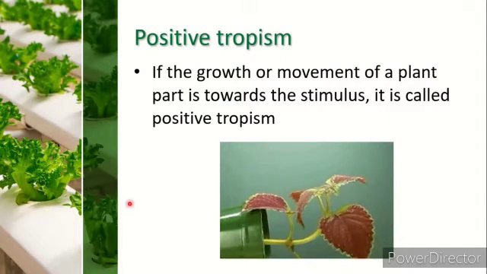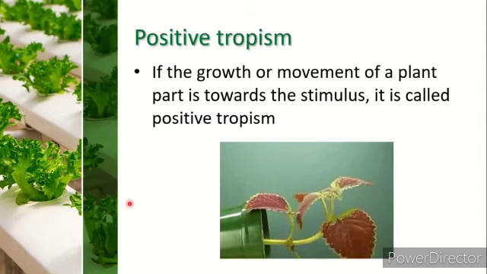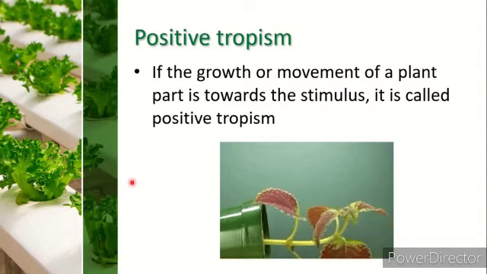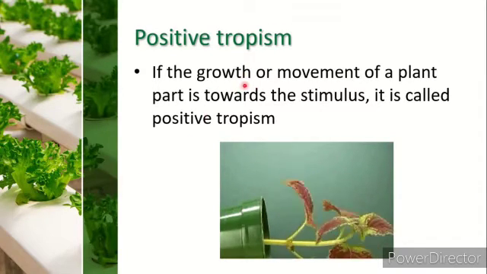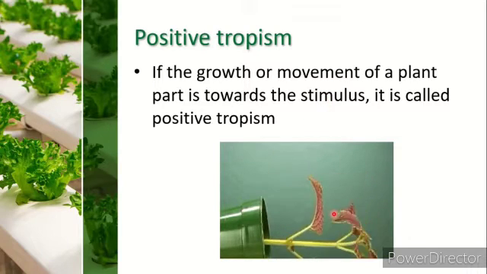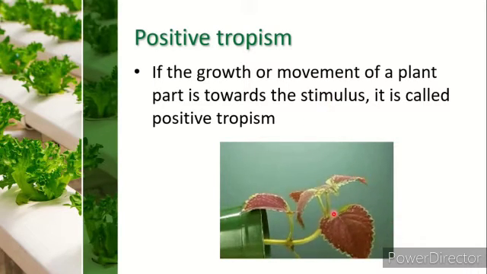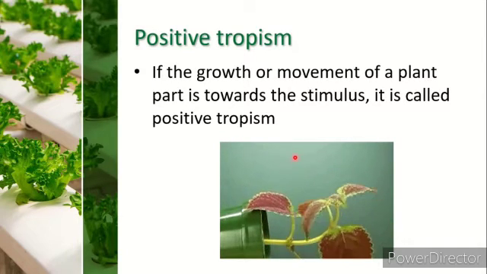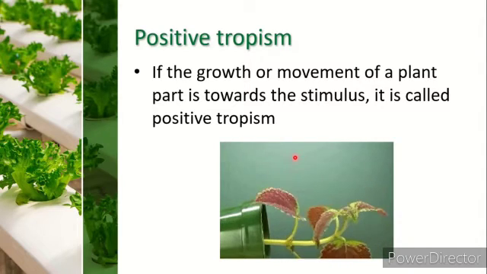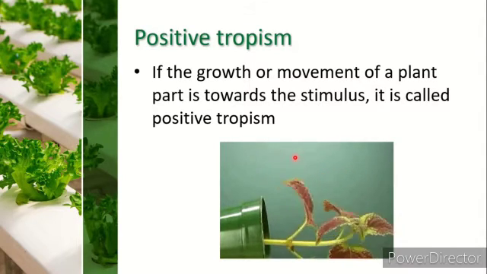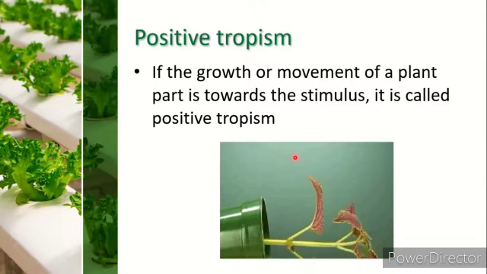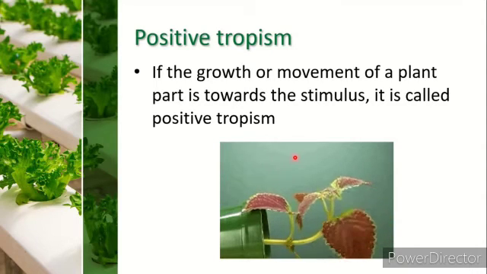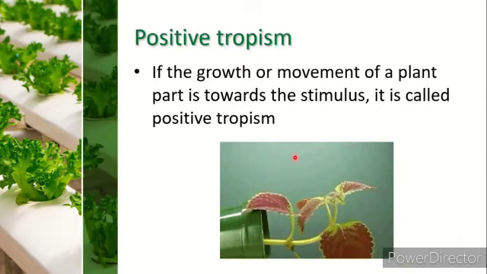Students, tropisms are of two types. One is the positive tropism and the next one is the negative tropism. Positive tropism is where the growth or the movement of the plant part is towards the stimulus. For example, here you can see that the plant is moving towards the sun. Whenever any stimulus attracts the parts of the plant towards it, that becomes the positive tropism. Or when the plant parts move towards the stimulus, that is the positive tropism.